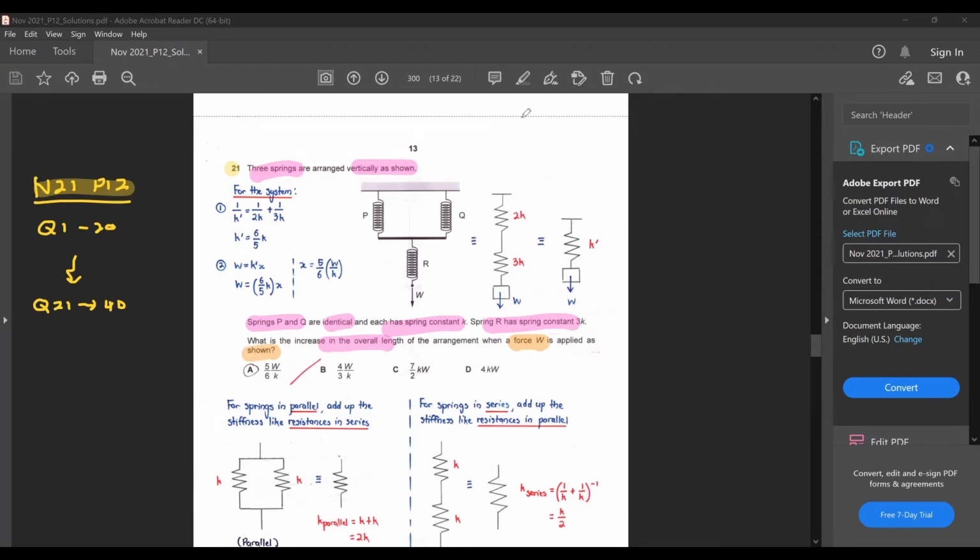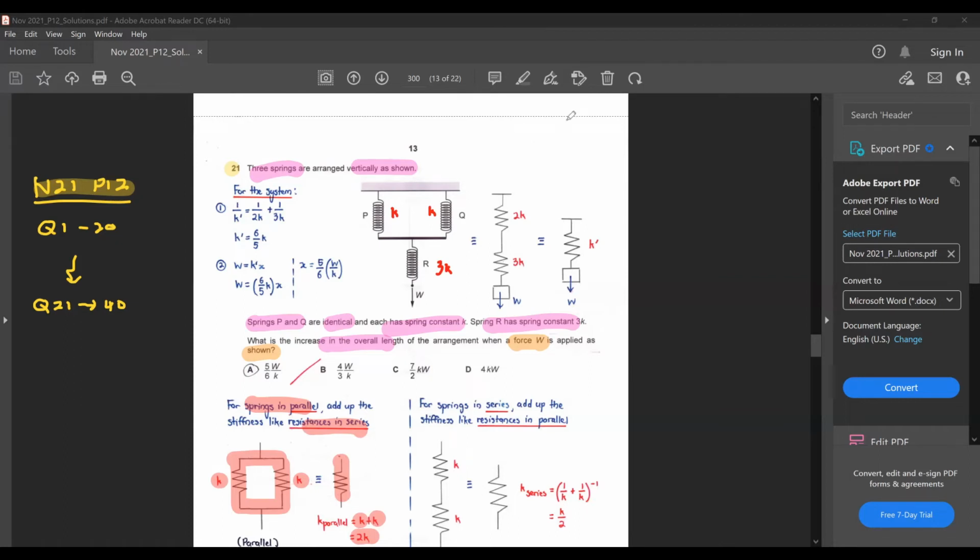So from what we know, P and Q have spring constant K, whereas R has spring constant 3K. Last time I would have mentioned to you, whenever you try to simplify a spring system, for springs in parallel, you add up their stiffness like you would resistances in series. Meaning to say, this is K, and then they are arranged in parallel. The equivalent stiffness is just K plus K, giving you 2K. You're adding up the stiffness like you would resistances in series.